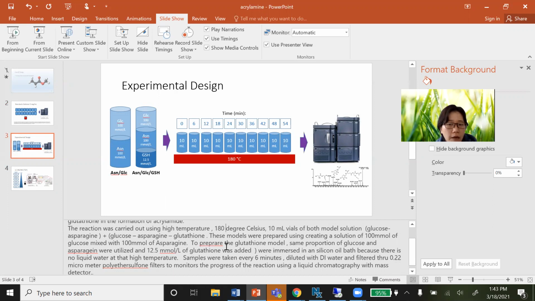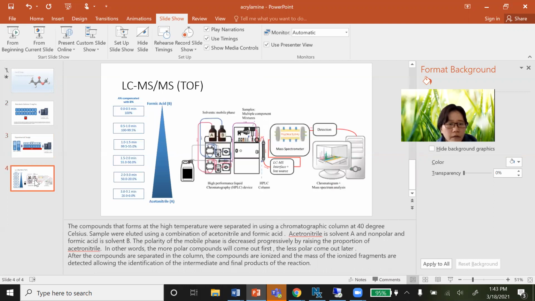They were diluted with DI water and filtered through 0.22 micrometer polyether sulfone filters to monitor the progress of the reaction using liquid chromatography and a mass detector. The compounds that form at these high temperatures were separated using a chromatographic column at 40°C. Samples were eluted using a combination of acetonitrile and formic acid.